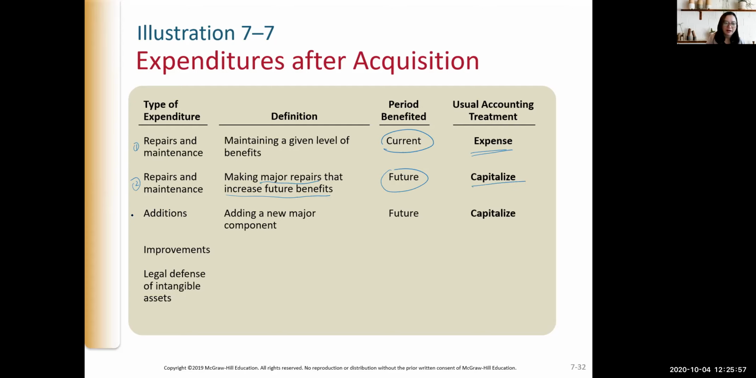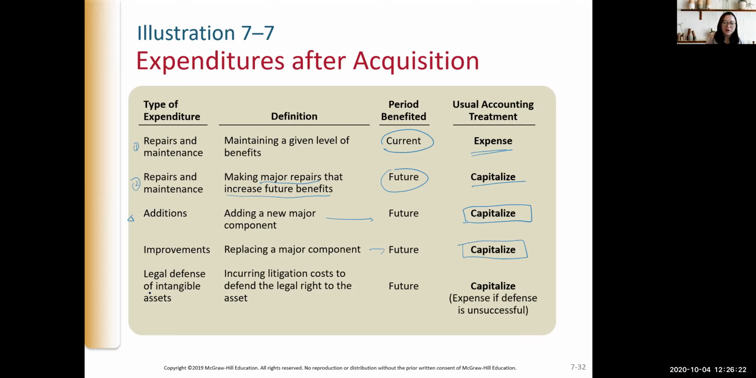And then addition. Addition means you are adding a new major component. Of course, that major component is going to extend into future periods, so you will capitalize it. Improvement: if you improve something, you're replacing a major part of the component, and it will be utilized in the future period, hence you will capitalize it as well.